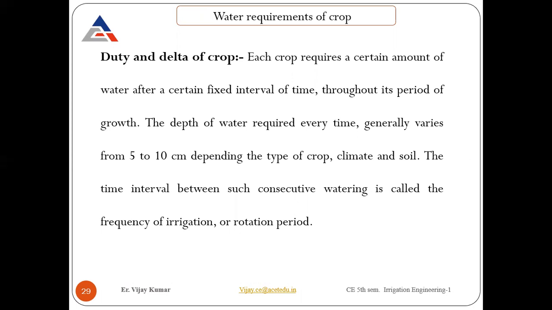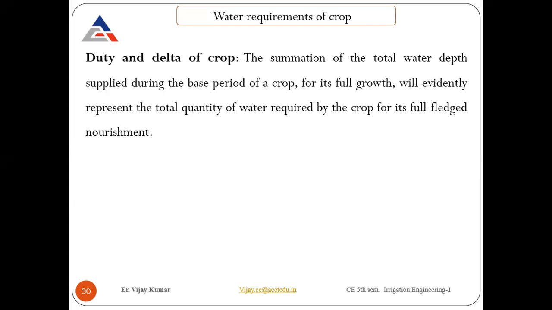For example, 120 days is the total time of the crop. Divide by 10, how many waterings do you require? 12 waterings. And each watering requires 5 centimeter. Total water depth, how much water is required? 12 into 5, it's 60 only. So 60 centimeter of water is required for total growth or complete growth of the plant. So that's how you can calculate the delta of the water.